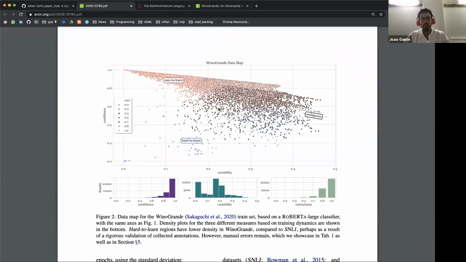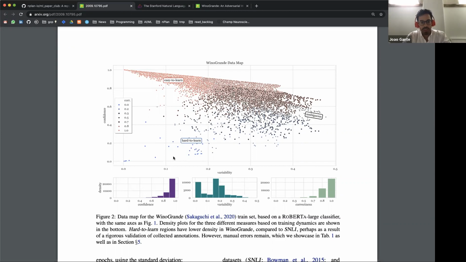Throughout the paper, they try to convey the idea that the other data set was crowdsourced with not so great quality, and their data set was crowdsourced with better quality. Therefore, they have fewer samples. I don't want to get into too many details regarding these two data sets because I don't know them well and can't comment on them. But if you compare figure 1 to figure 2, you'll see that figure 2 has fewer samples in the hard-to-learn region and more samples around the transition between easy-to-learn and ambiguous samples.